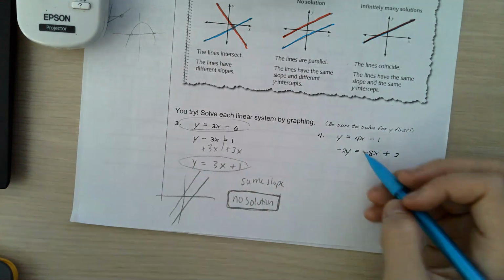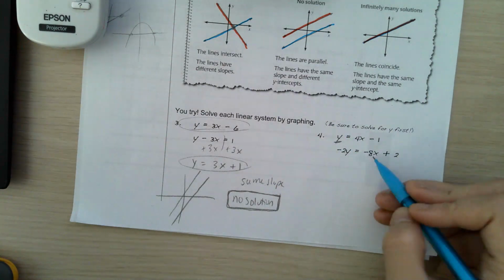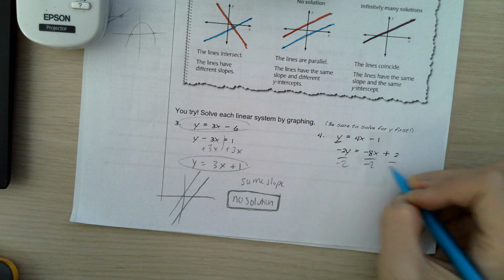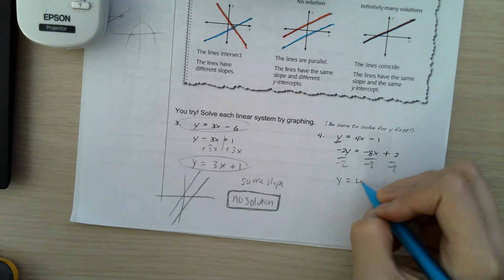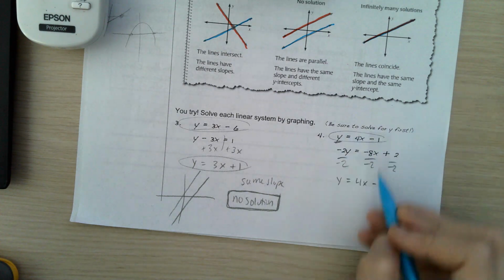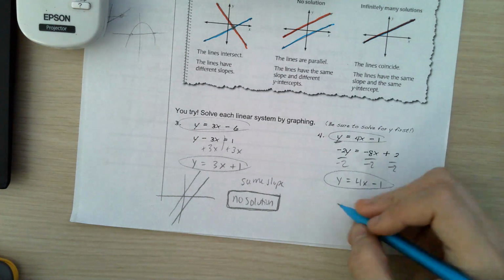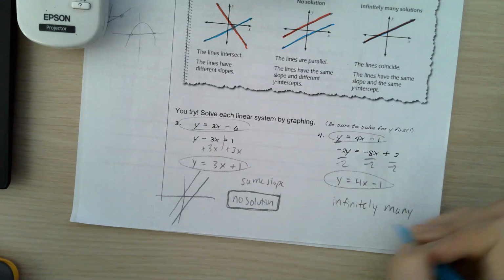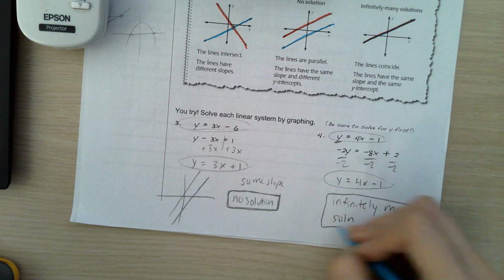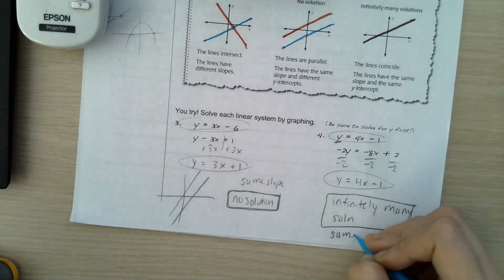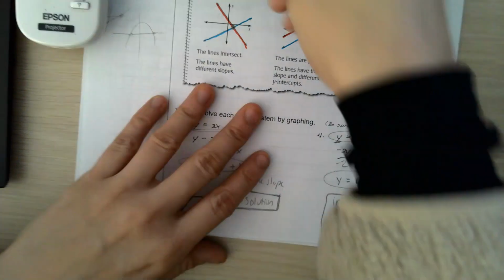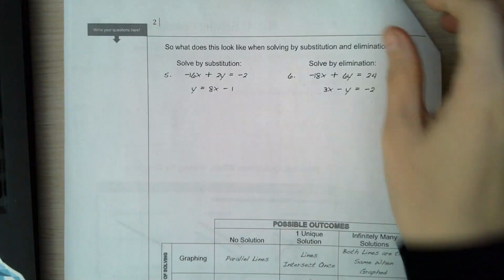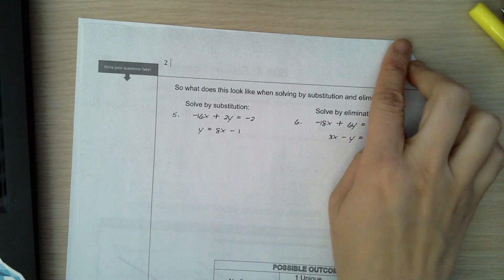And then for this one, this is already in y equals, but this one we have to divide everything by -2. We get y equals 4x minus 1. We see it's the same exact equation, so it's infinitely many. Same line. All right. Backside, almost done.